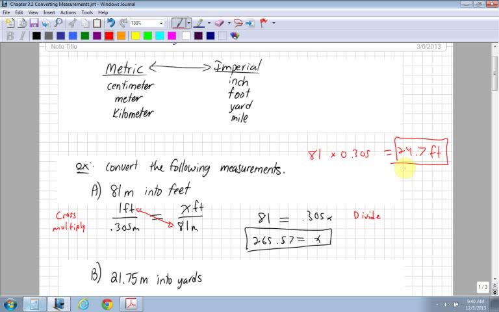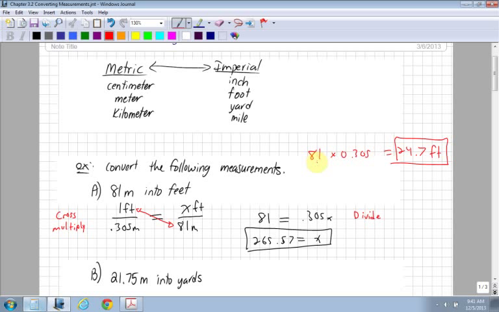Well, I know and you know that a meter is actually larger than a foot. So in 1 meter, there's actually a little over 3 feet. So I know that if I'm converting this to feet, there's going to be way more feet, because it takes more feet to get to 81 meters. It's going to take way more. And we saw that it actually takes 265 feet to get to 81 meters.